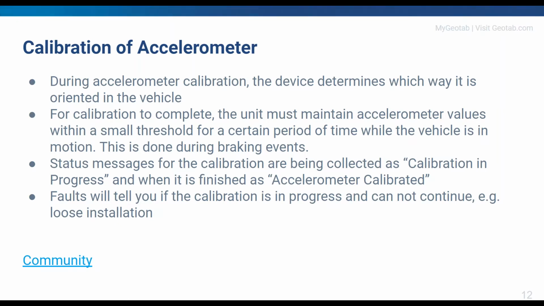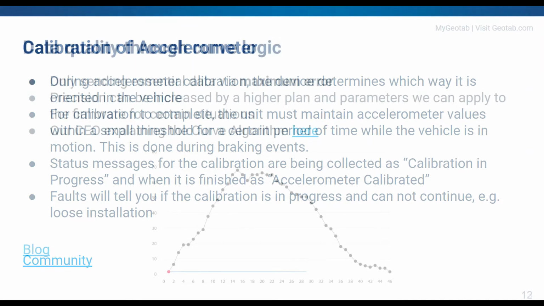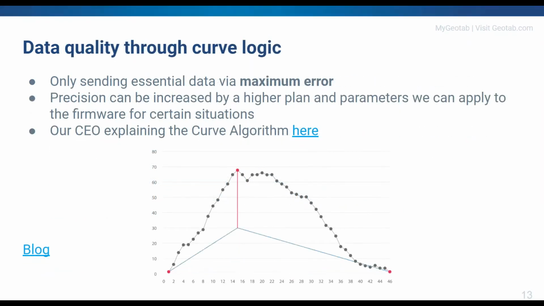If you notice that there might be an issue, like the device is not calibrating well, you will see this as a fault in the section in Geotab. And if you have further issues, you can also always go to community.geotab.com, and there you can post your problems. You will see other issues which are pretty similar, often already in there, so you will have some hints there as well. So next is the data quality.